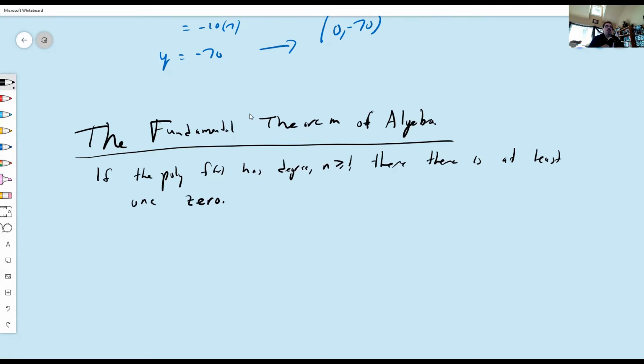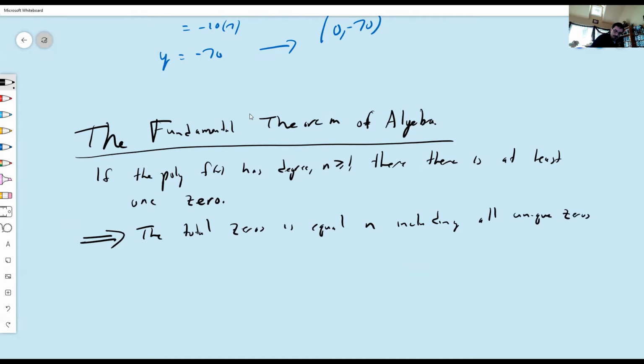Now, this version is not my favorite version of this particular theorem, but what it means in terms of application is the total number of zeros is equal to n, including all unique zeros and counting all occurrences of repeated zeros.